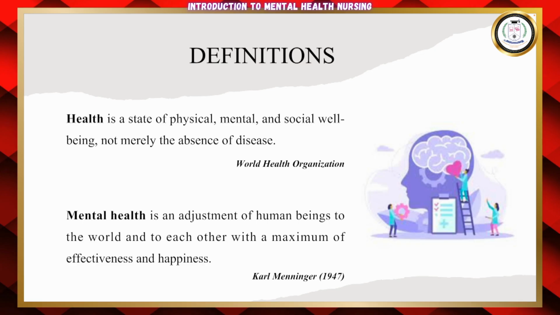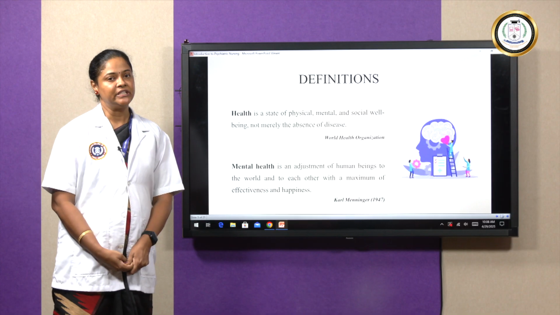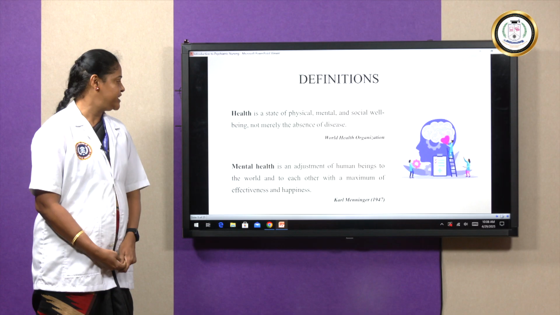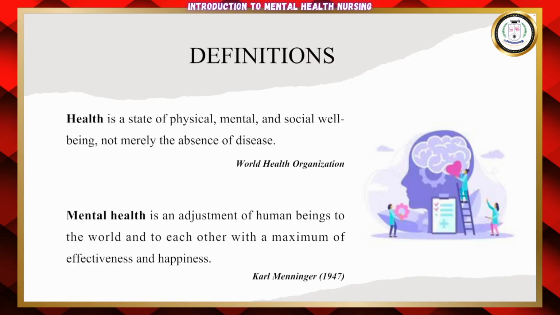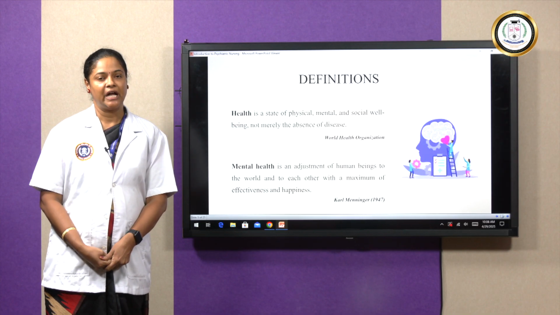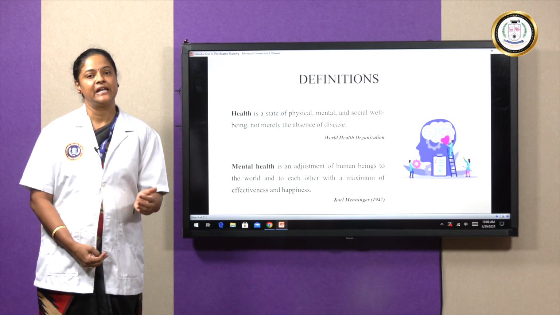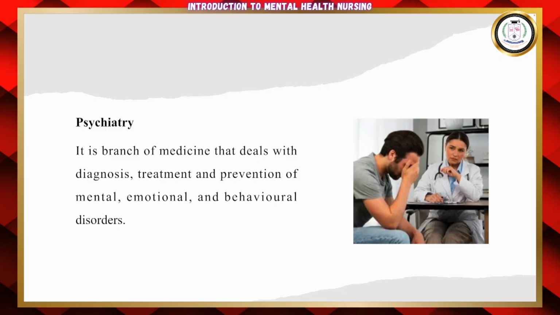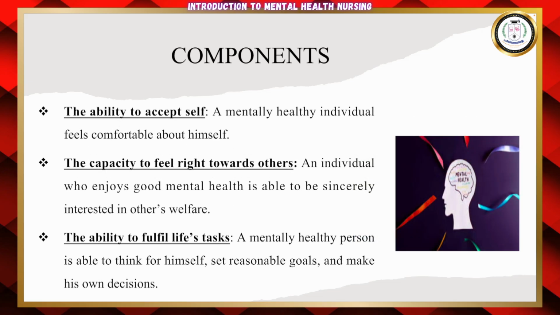Next, I move on to the definitions. According to the World Health Organization, health is a state of physical, mental, and social well-being, not merely the absence of disease. According to Carl Menninger, mental health is an adjustment of human beings to the world and to each other with a maximum of effectiveness and happiness. It is how we fit into the world and manage our life with success and happiness. Next, psychiatry. It is a branch of medicine that deals with diagnosis, treatment, and prevention of behavioral, mood, and emotional disorders.